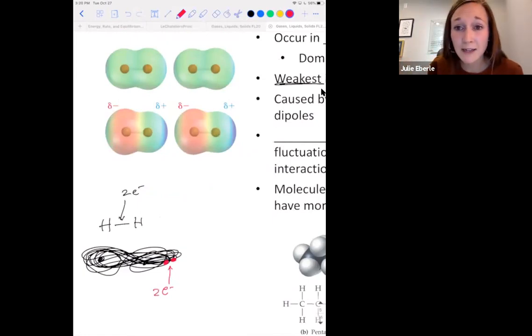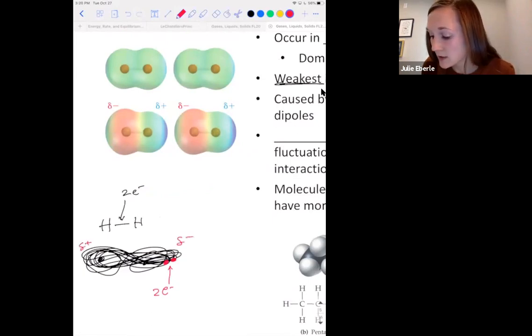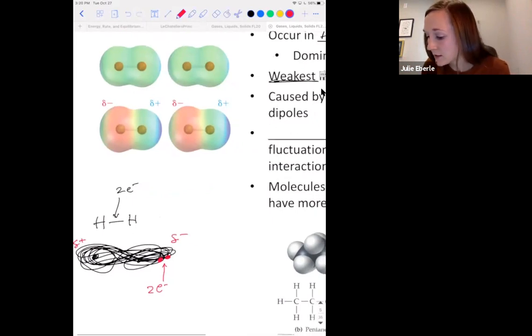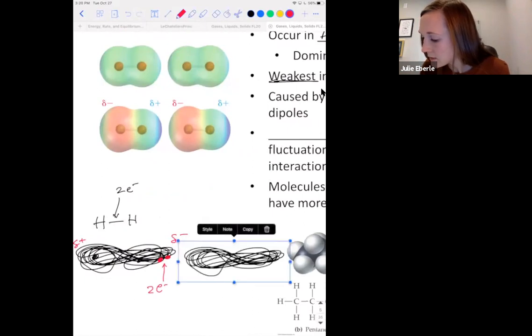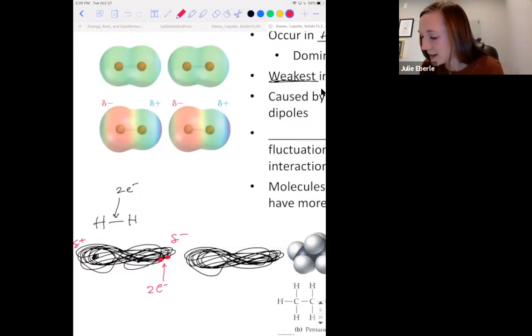What that would create is an imbalance. For that split moment in time, one side of the molecule has a partial negative side and a partial positive side. And if you have another molecule neighboring, we're just going to pretend this is the next door neighbor, with the same thing, maybe electrons are over here somewhere. Then again we have a semi-positive and a semi-negative.